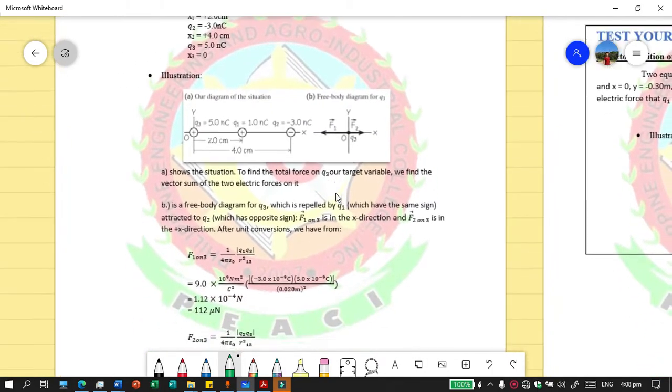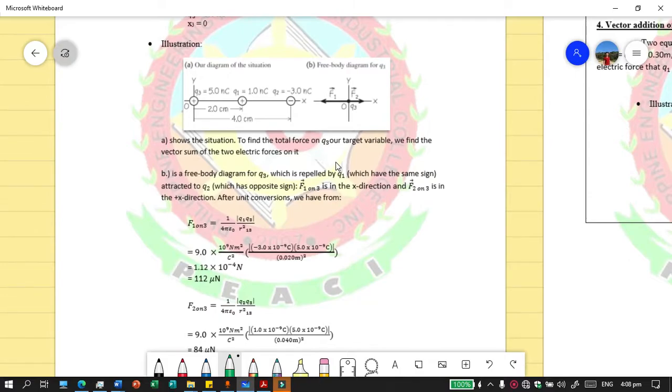Oh, it's not. So, ibig sabihin, mali itong nakasulat dito. Okay? So dapat yung value dito is 1.0 times 10 to the power of negative 9 coulomb. But the rest, tama na yan. Yung Q3 natin, tama. Yung separation distance naman natin is, tama naman. That is 0.020 meters. Okay? Because this is the one.